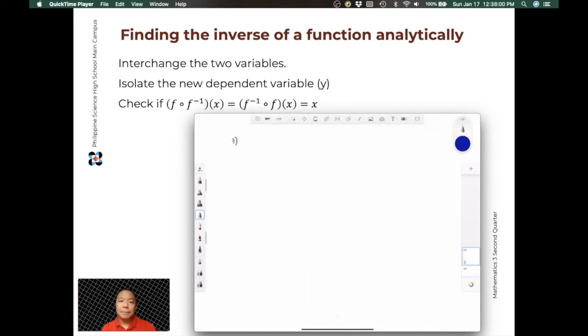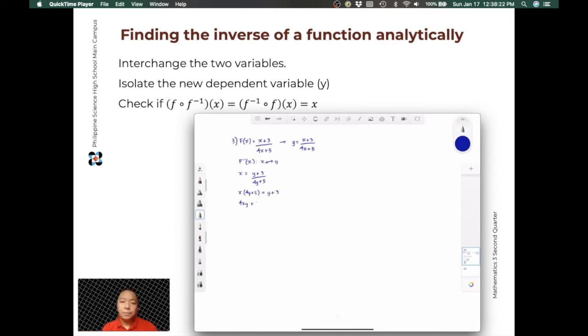Example 3, mas mahaba, rational. Capital F of x is equal to x plus 3 over 4x plus 5. So, sulat natin y equals x plus 3 over 4x plus 5. And to find f inverse of x, we interchange x and y. So, x is equal to y plus 3 over 4y plus 5. We multiply both sides by 4y plus 5.